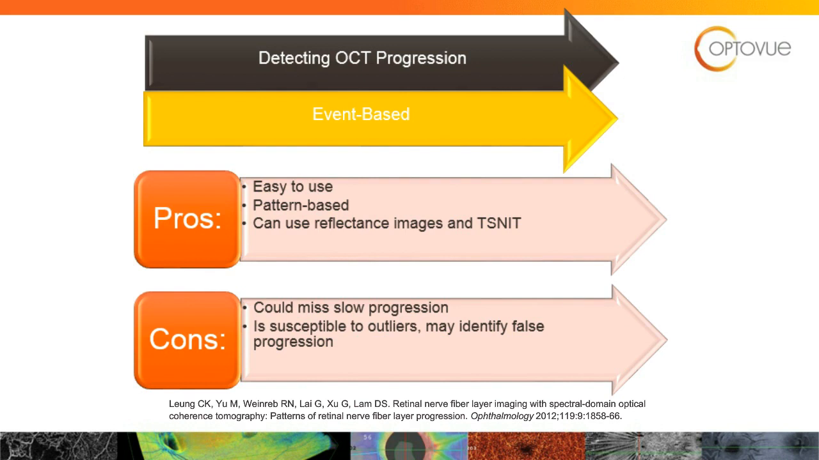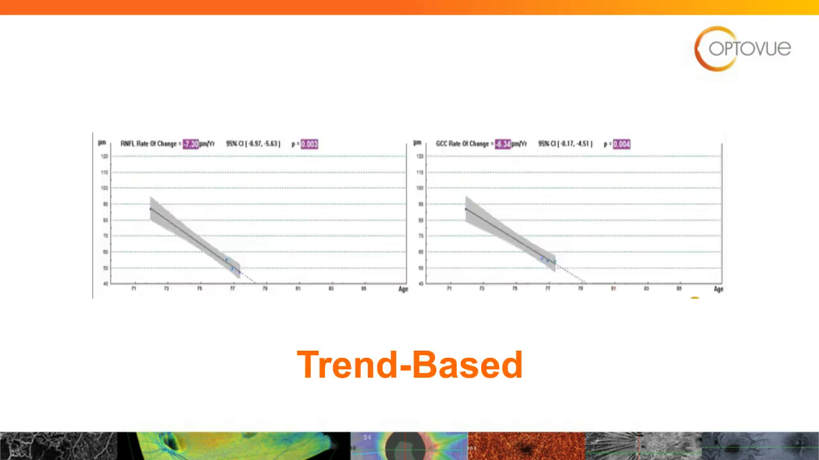It's also susceptible to outliers. If you get a scan where the thickness really decreases from one to the next, but you realize that second scan wasn't nearly as accurate, it's falsely telling you something that is not true. Conversely, a reduced quality scan may give you a thicker nerve fiber layer or ganglion cell complex than what is real. So you really have to be aware of those things, particularly if you're using event-based analysis. Trend-based analysis, here's an example. On the left-hand side, we have nerve fiber layer trend-based analysis.